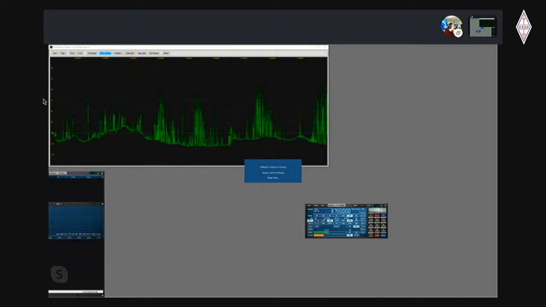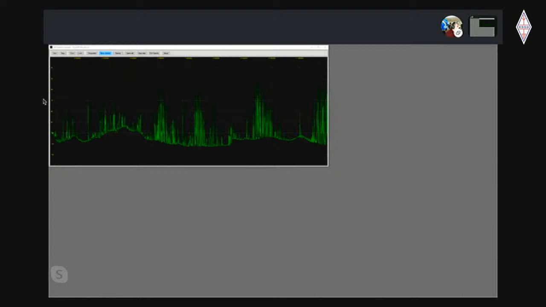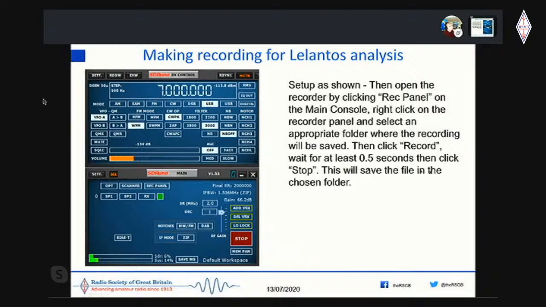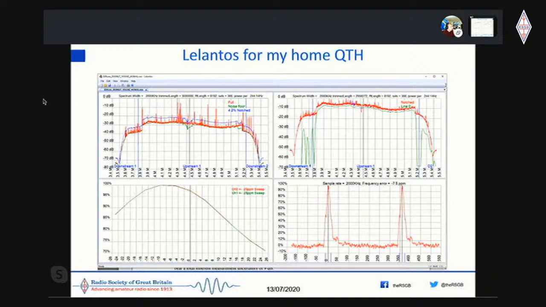But no, it didn't. So can you tell us what we would expect to see if that had worked, John? You would have just seen the waterfall run. You could have gone to the button on the record panel, pressed record, waited half a second and pressed stop. And you would then have ended up with your recording, and the bits that you had to set were 0IF in this window, 2 megahertz, and you hit the button to start or stop it. You also have to set up the center frequency that you wanted, in this case, 7 megahertz. That would have written a short file to your computer disk, which you can then pick up and read back in to Leilantos.